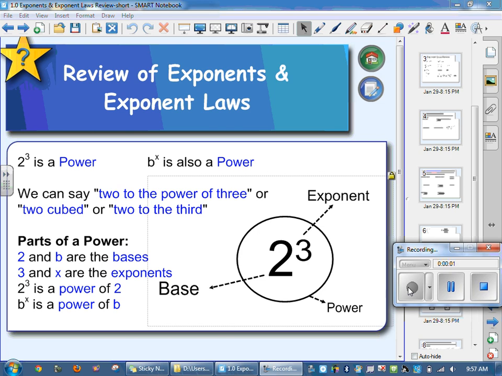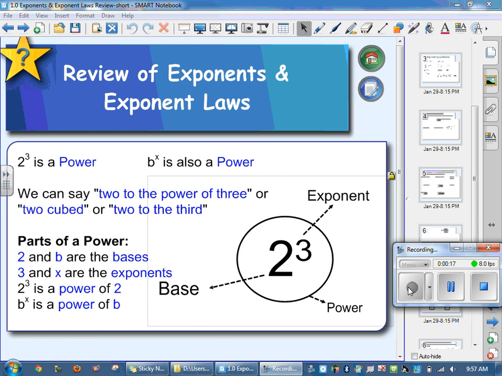First unit is talking about exponent laws and logarithms. So our first lesson is exponents and exponent laws, the review. So the first thing you need to know is what the heck is a power. A power is a base and an exponent together. Your bases can be variables, and so can the exponents be variables.